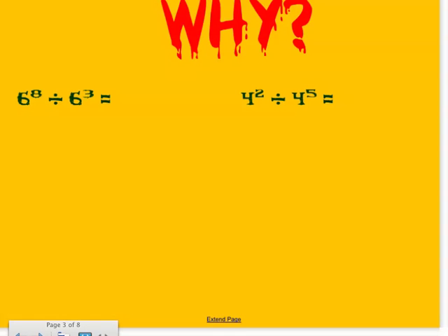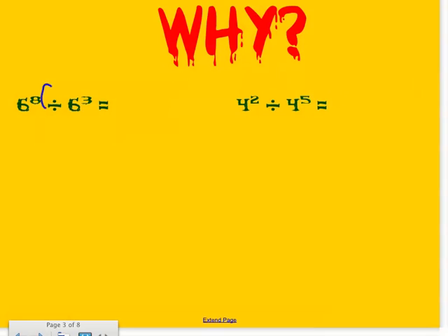All right, so first let's kind of understand why. At one point we talked about our exponent rules, where 6 to the 8th power divided by 6 to the 3rd power, the shortcut is to subtract. But all that would be is 6 to the 5th power, because 8 minus 3 is 5.